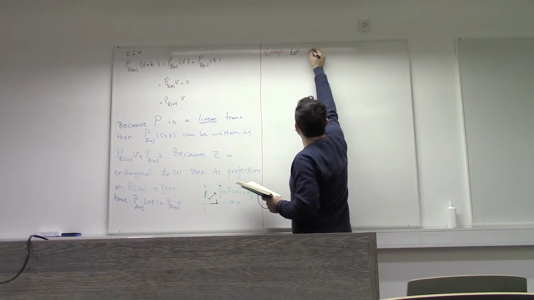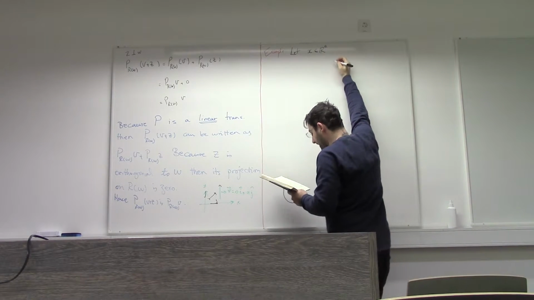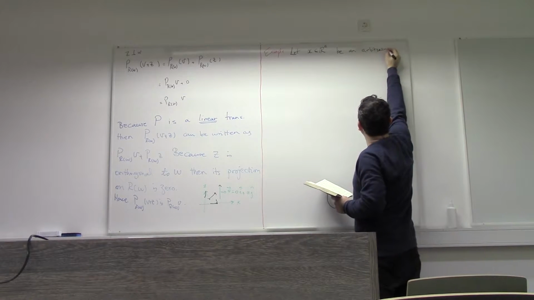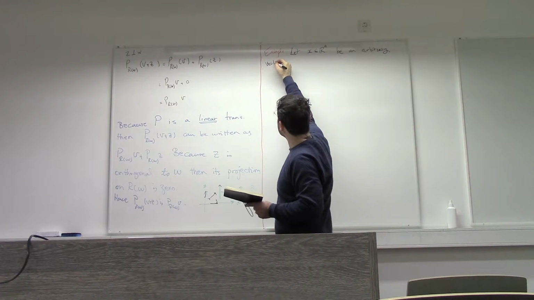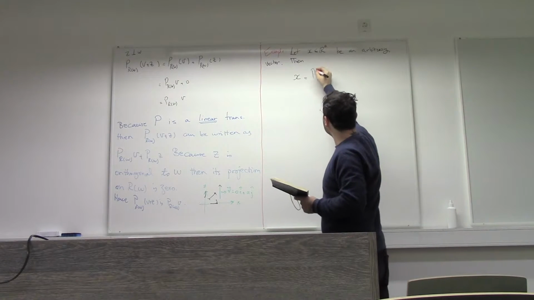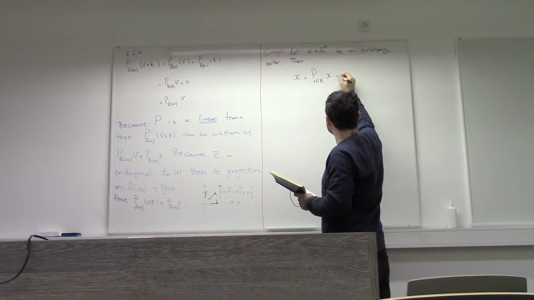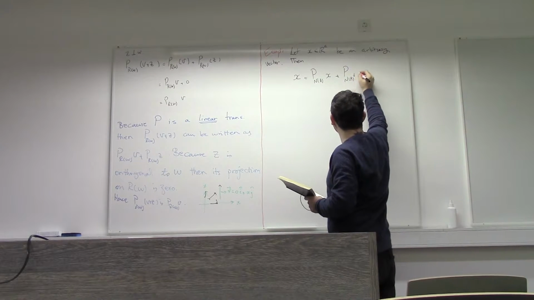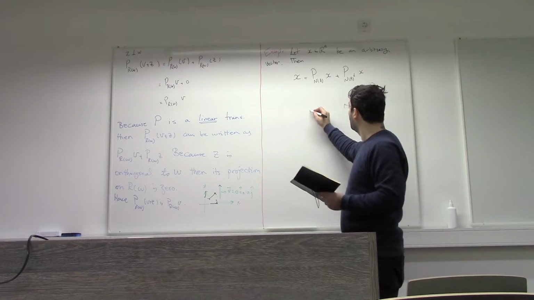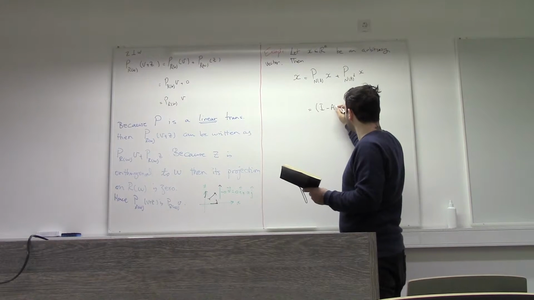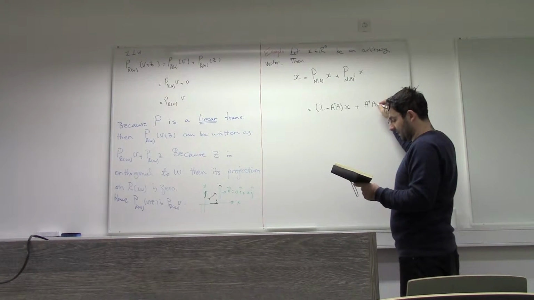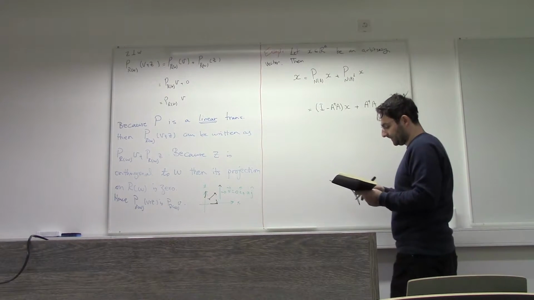Let x belong to R^n be an arbitrary vector, it's a column vector, we know that. Then any vector x can be written as P_N(A) x plus P_N(A) orthogonal complement of x, which is (I minus A plus A) x plus A plus A x.